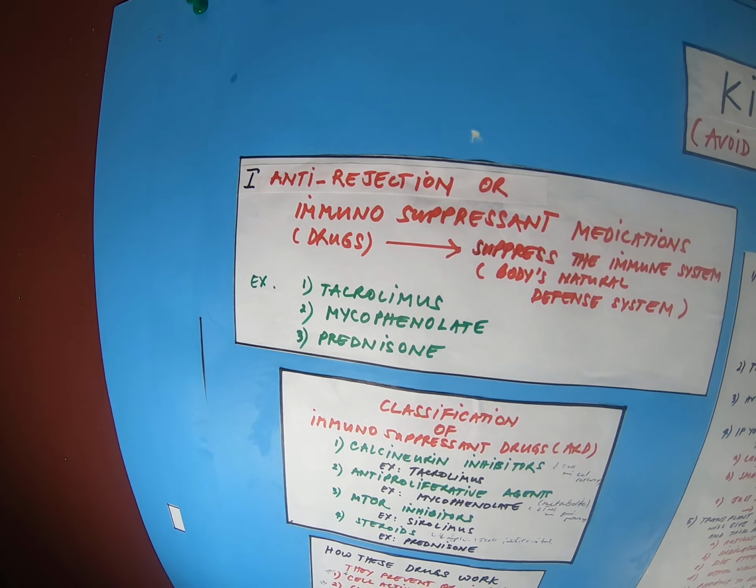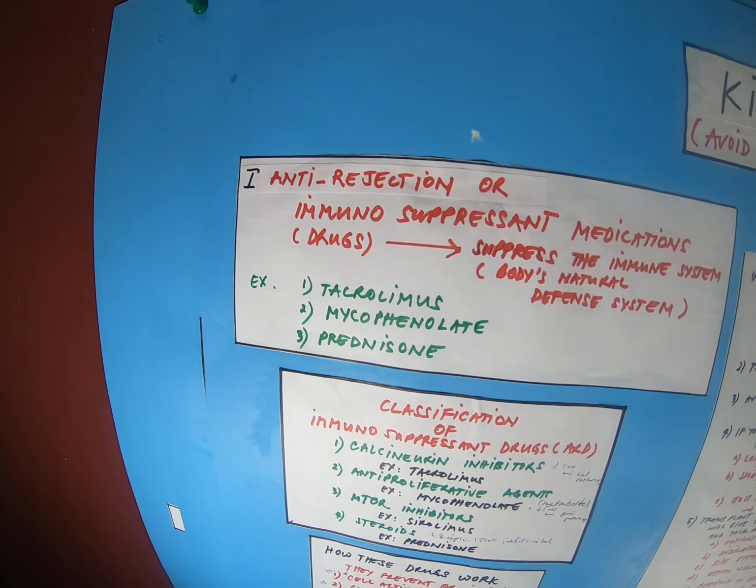The anti-proliferative agent acts on the purine pathway, and the calcineurin inhibitors act on the calcineurin pathway. And how will these drugs work anyway? Well, let's see.